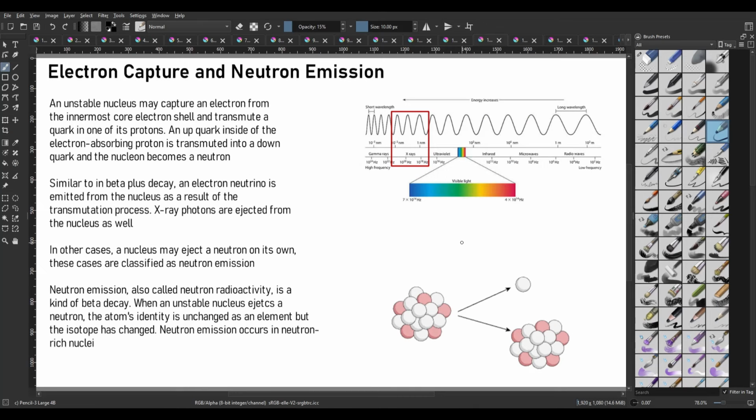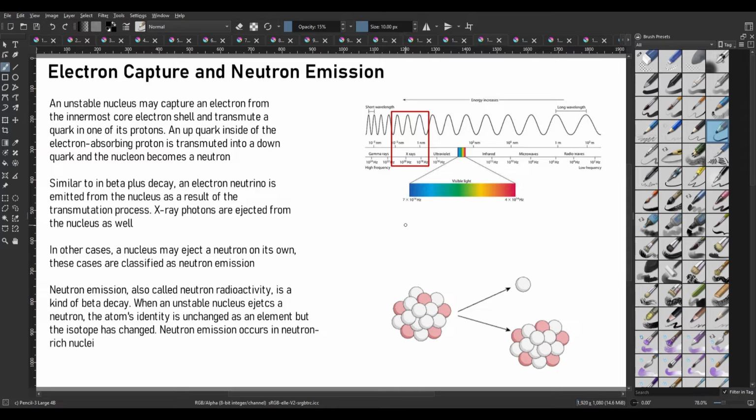So now we're going to go over electron capture and neutron emission. I did stick these two on the same slide, but we're going to go over them nonetheless. So in an electron capture, an unstable nucleus is going to effectively capture, aptly named, an orbital electron from one of the core electron shells, and it's going to use that to transmute one of the nucleons. So when this happens, an up quark inside of one of the protons is going to turn into a down quark, and that means that proton is going to turn into a neutron.